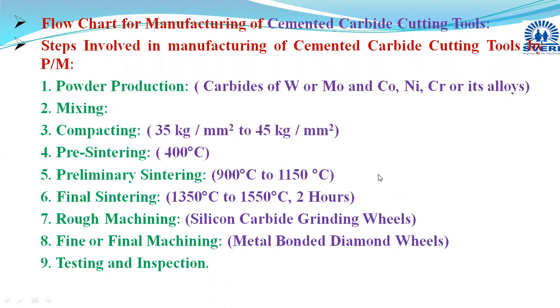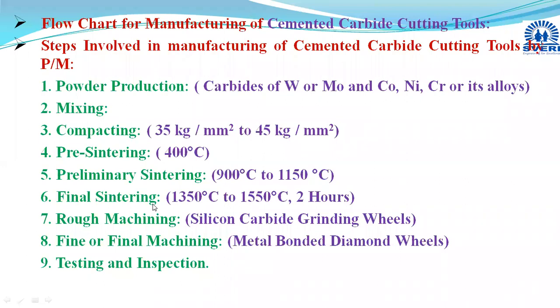Sometimes, before doing this final sintering, after preliminary sintering, some machining or sizing operations can be performed. After preliminary sintering, some changes are there, and some size rectification, sizing or machining operations can be done, and then it is given to the final sintering. While manufacturing only, we will try to manufacture the component oversize, so that after the final sintering we will get the component with the required dimensions or near to the required dimensions.